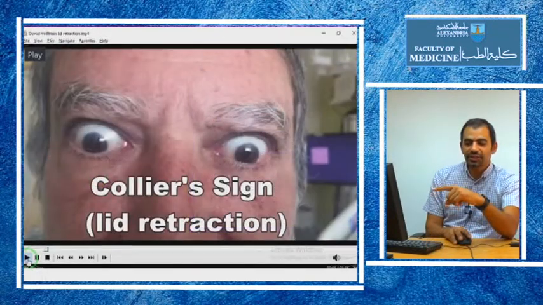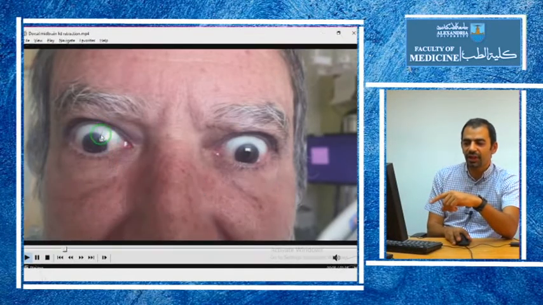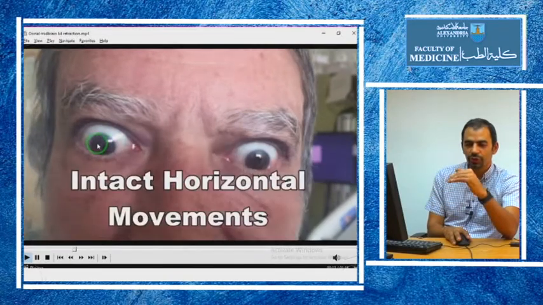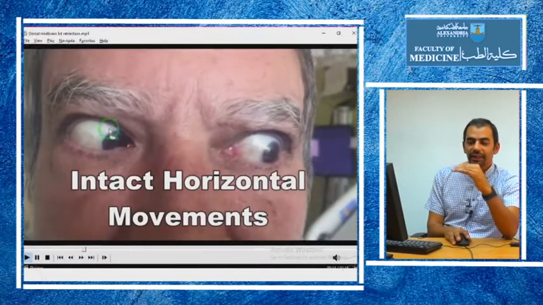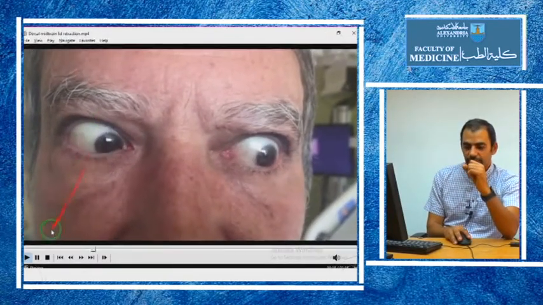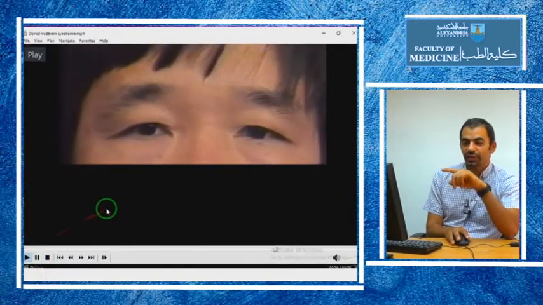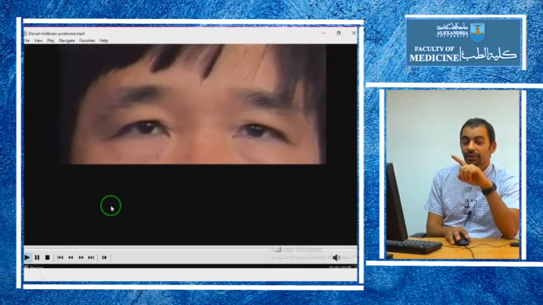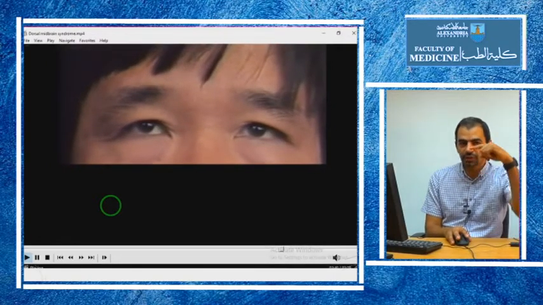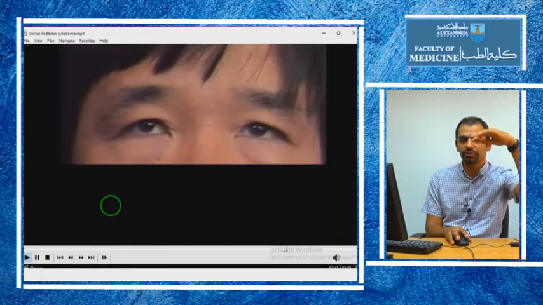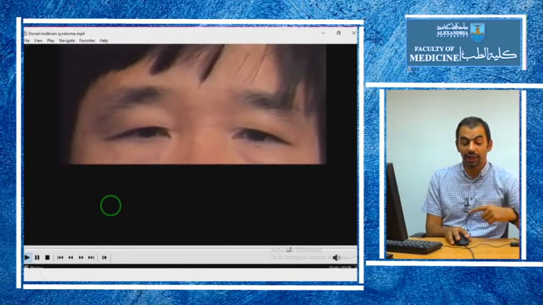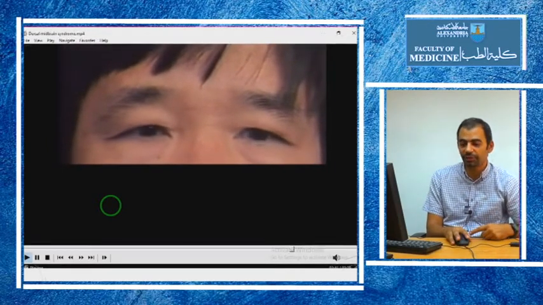So this patient is suffering from what we call the Collier sign, or lid retraction. As you can see, the eyes show what we call the sunset of the eyes, and the lids are retracted. This patient shows the failure of upgaze, or limited upgaze. When the patient is asked to look up, he cannot follow the object, but when he is asked to look down, he can follow the object very easily.